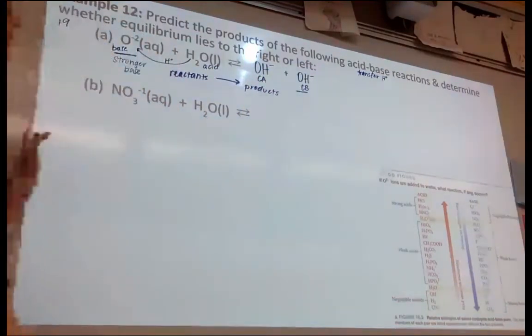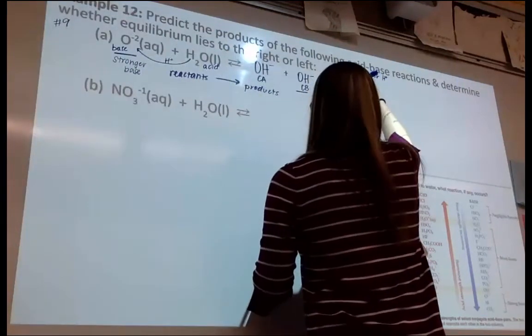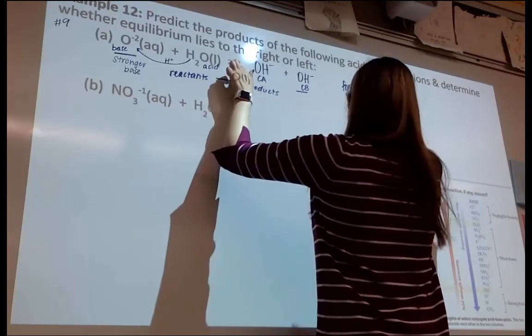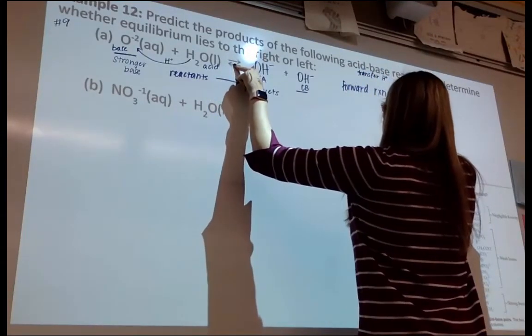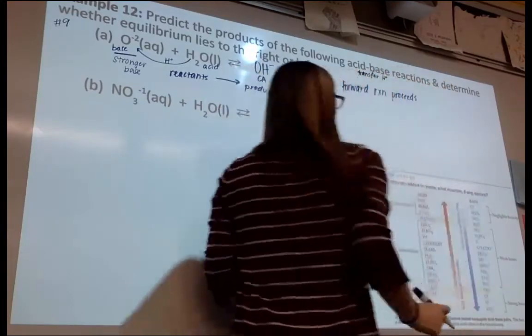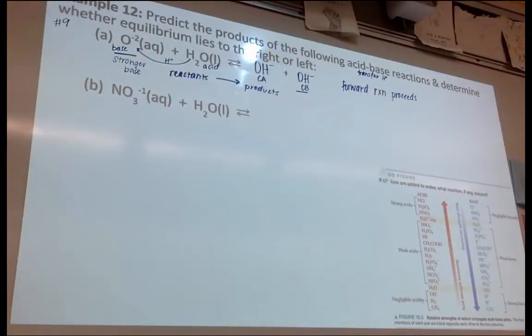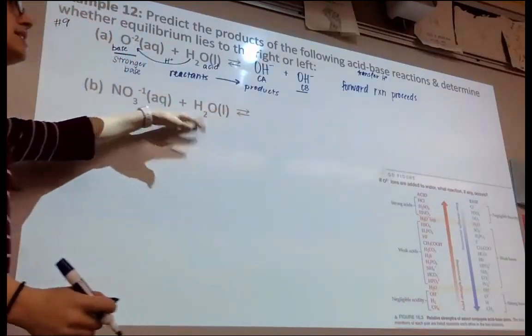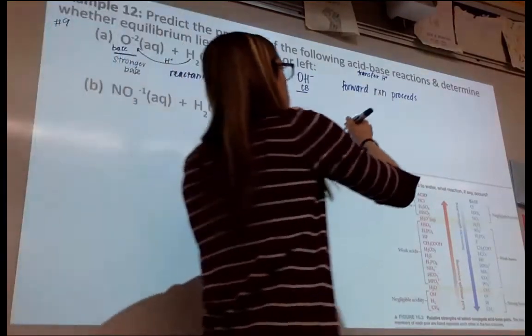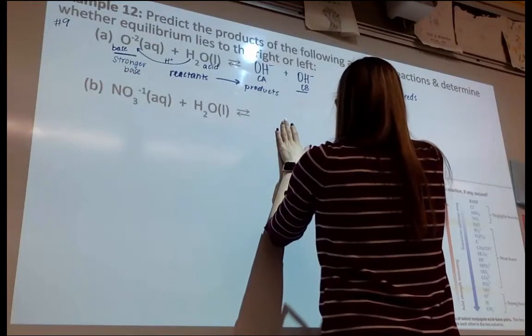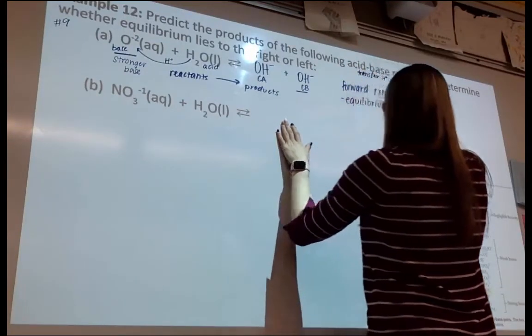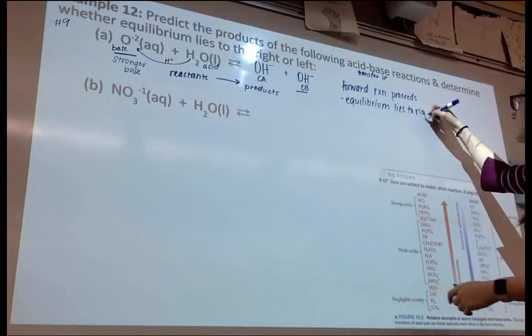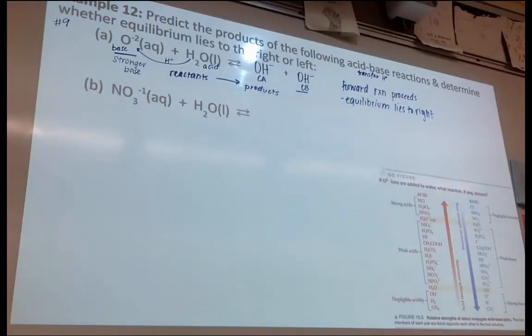the product. So notice how my arrow is pointing from left to right. The forward reaction is proceeding. Because notice how it's at equilibrium. When we talk about equilibrium lying to the left or the right, it's which way is the arrow pointing? If the forward reaction proceeds, that means it goes from left to right. That means that equilibrium lies to the right.